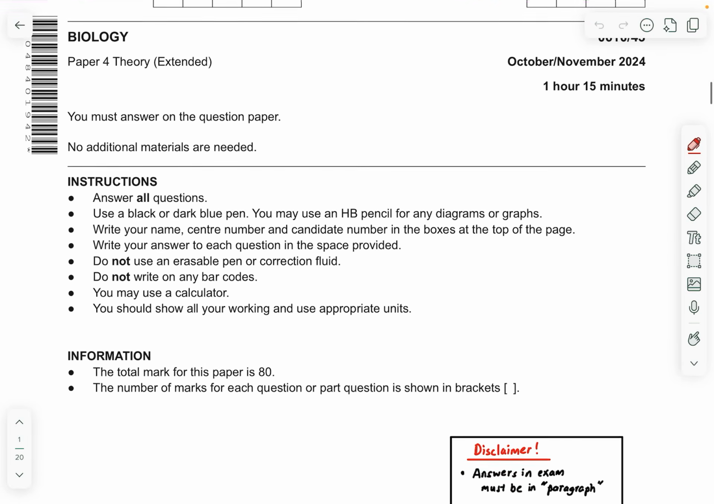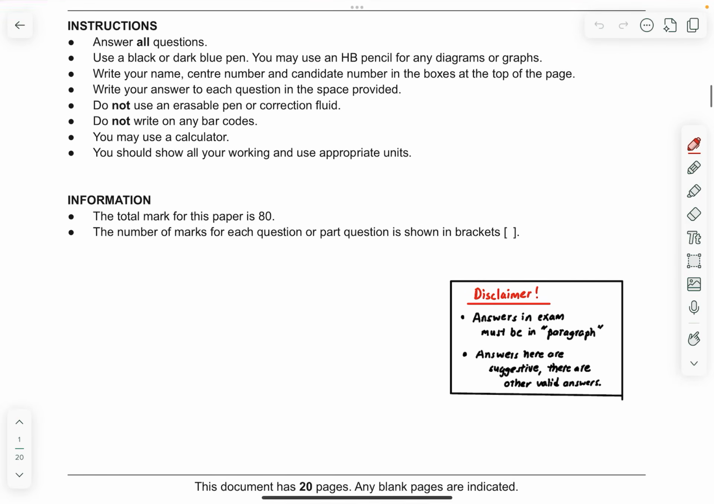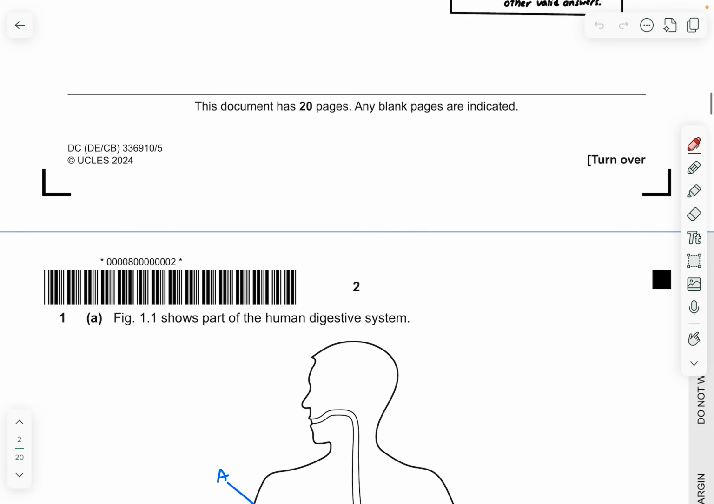Again, as a disclaimer for this video, the answers in this paper will be in point form, but during your exam, please make sure that you write in paragraphs. And the answers that I have are suggestive only, and some of your answers can also be correct. So please make sure that you cross-check with the relevant resources to make sure that your answer is also correct and validated too. Okay, so let's start with the first question, shall we?